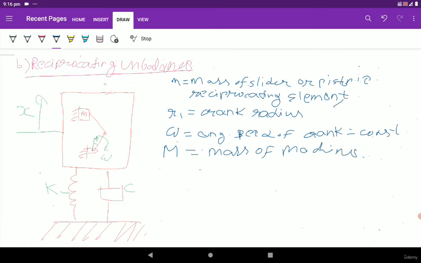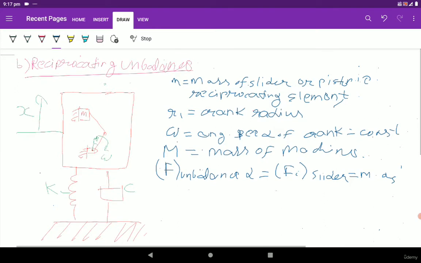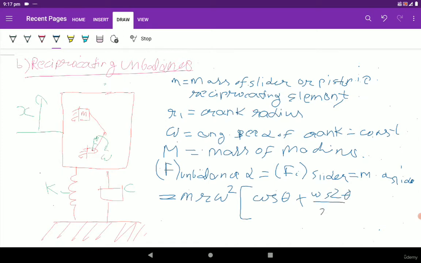So the F unbalanced, that is the unbalanced force, is equal to the inertial force of the slider, which is equal to mass and acceleration of the slider. So after further simplification, we are going to get m r omega square (cos theta plus cos 2 theta by n).